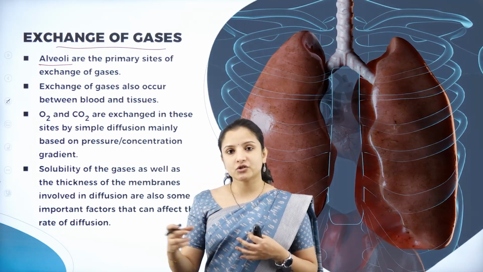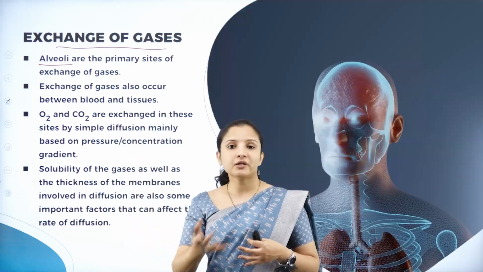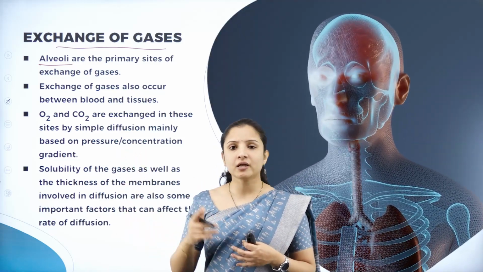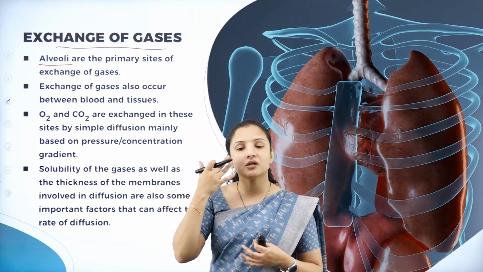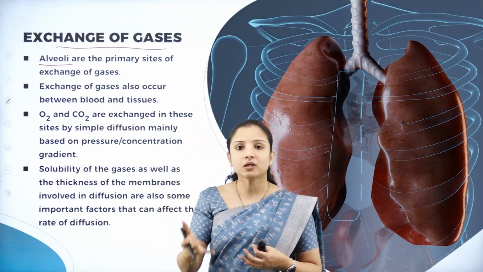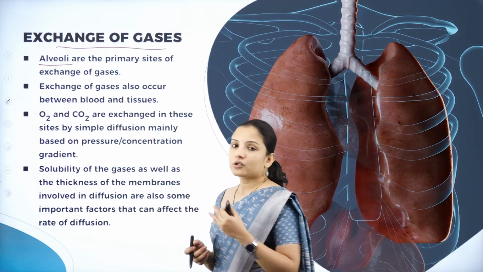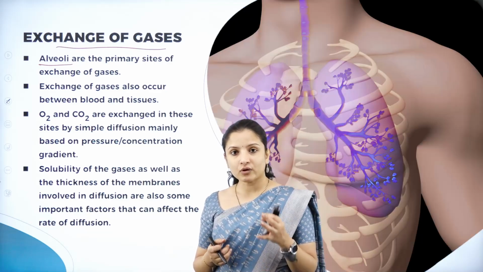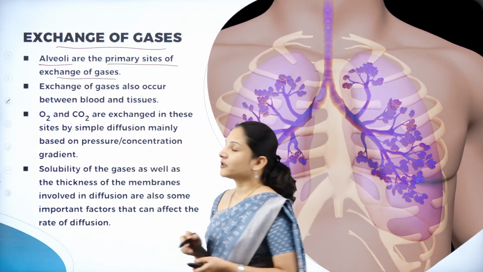That is, the oxygen moves to the different tissues or cells of the body, and the carbon dioxide is brought back into the alveoli. From the alveoli it will enter the trachea, reach the nasal region, and then come out of the nose. So that is how respiration occurs. Therefore, alveoli are the primary sites of exchange of gases.